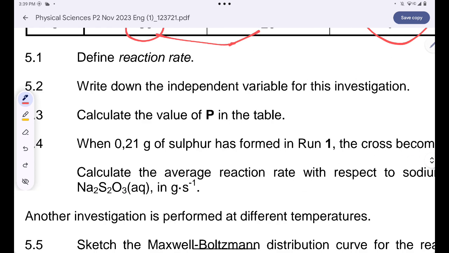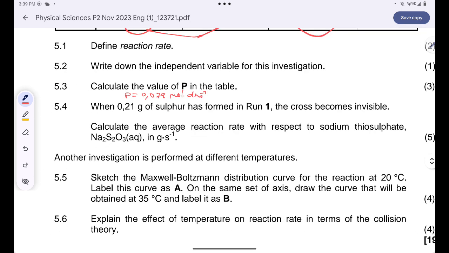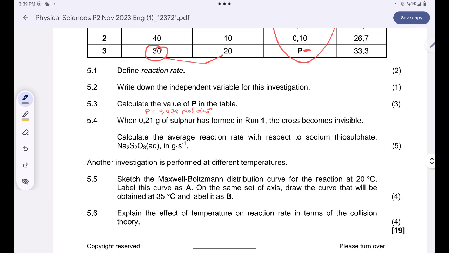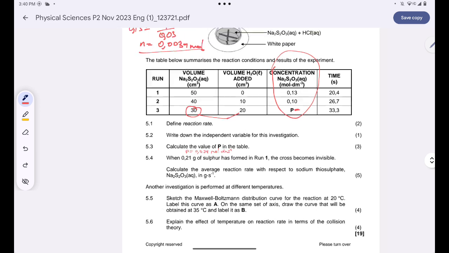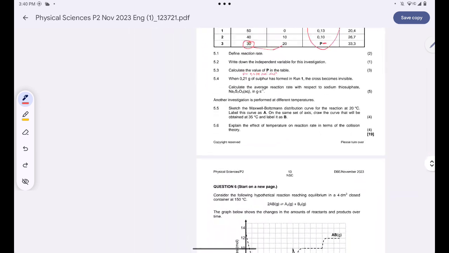P is just equal to 0.78 mole per cubic decimeters. Okay, and then now we are told that when 21 grams of sulfur has formed in run 1, the cross becomes invisible. Calculate the average reaction rate with respect to sodium thiosulfate in grams per second. So they want us to find the rate of reaction in grams per second.